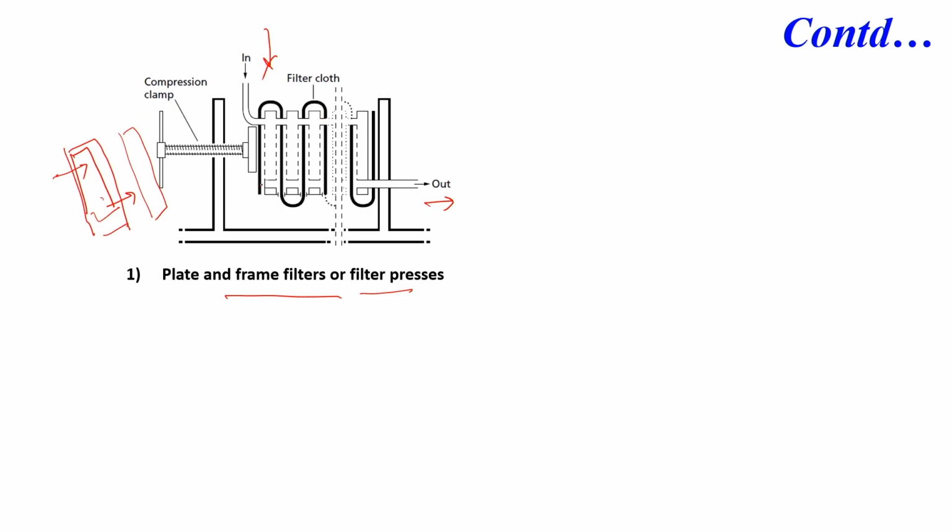And these are the filter cloth, as I told, each plate is covered with the filter cloth. So, once you pass the liquid through, the solids will get deposited over the cloth, and after a certain time duration there will be a thick layer of solids that needs to be removed or cleaned. And the thick layer of solid is also called filter cake.